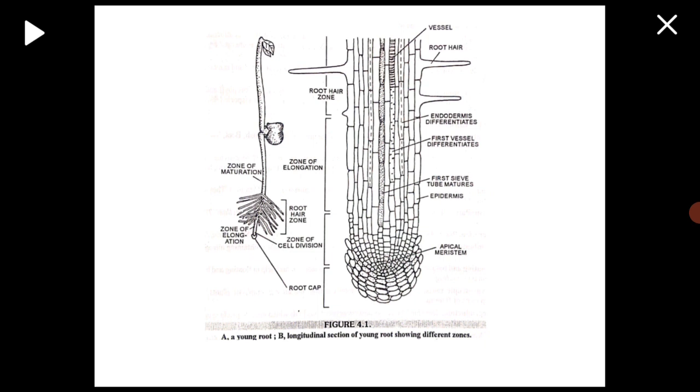Next, additional mechanical support. In some plants, roots are modified to provide additional mechanical support. For example, prop roots in case of banyan, Rhizophora, stilt roots in case of maize, sugarcane, buttress roots in case of Bombax, etc.